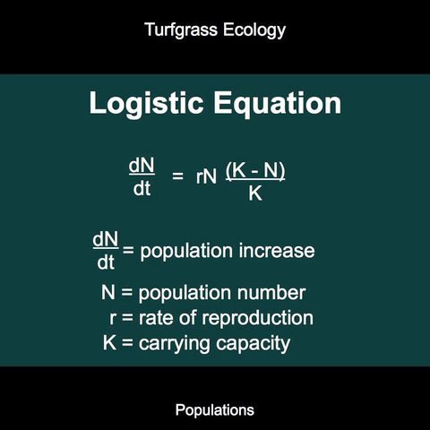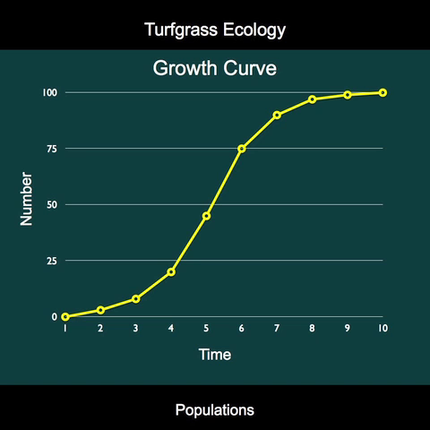However, there are limits to growth, the depletion of resources or a lack of space, for example. To explain a population's growth where limits are imposed, the logistic equation is used. In the equation, dN over dt equals the population increase, where N is the number of the population, r is the rate of reproduction, and K is the carrying capacity. If we graph the equation, the line is S-shaped and is often referred to as the growth curve.